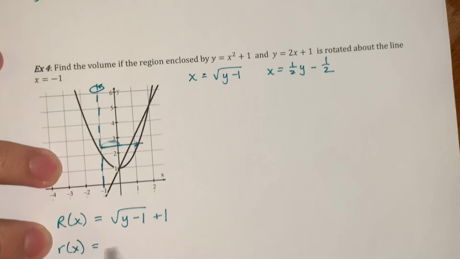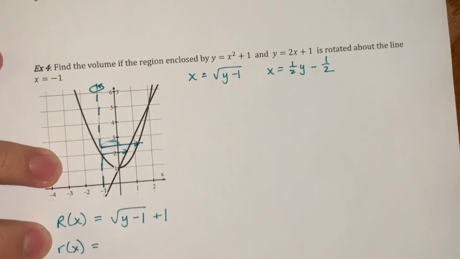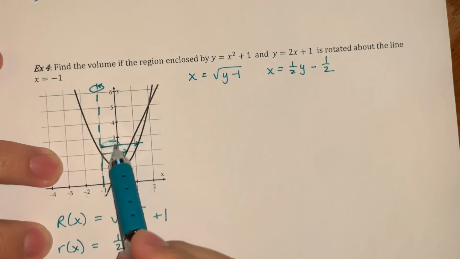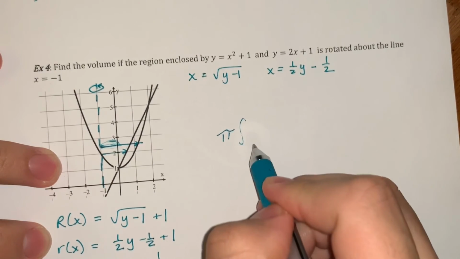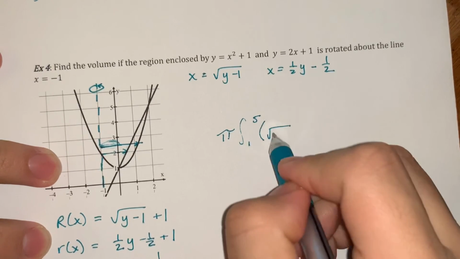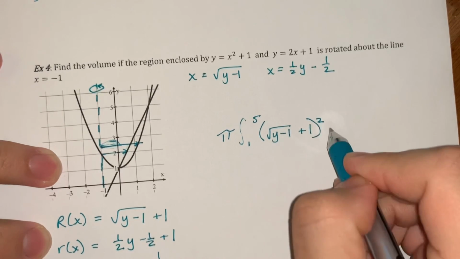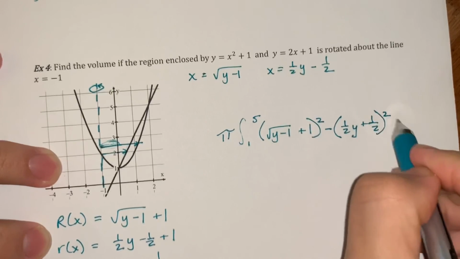And the same thing with our inner radius, right? So from here to our inner radius is going to be whatever that equation is. So 1/2 y minus 1/2 plus 1. Minus 1/2 plus 1 is the same thing as 1/2 y plus 1/2. And that's about it. I'm going to set up my integral. So pi from, same thing, 1 to 5 of the square root of y minus 1, plus 1, all of that squared, minus 1/2 y plus 1/2 squared, dy.